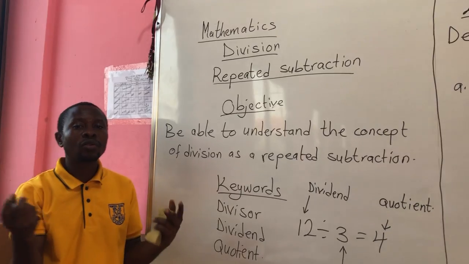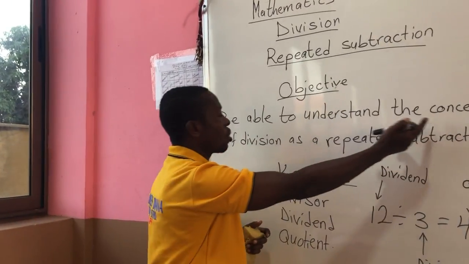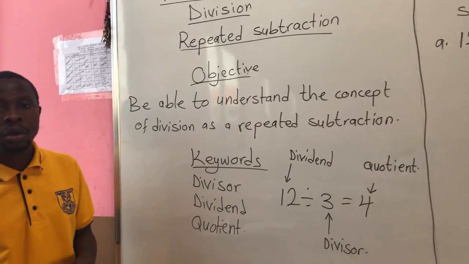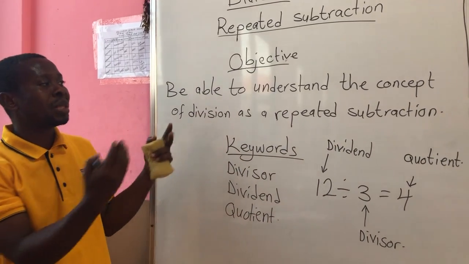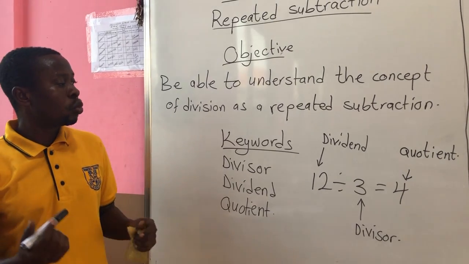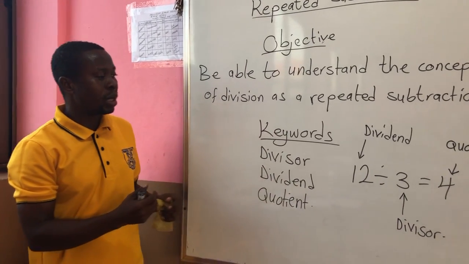At the end of today's lesson, you should be able to understand the concept of division as repeated subtraction. We should be able to use repeated subtraction to divide a given number. Now let's look at our keywords.